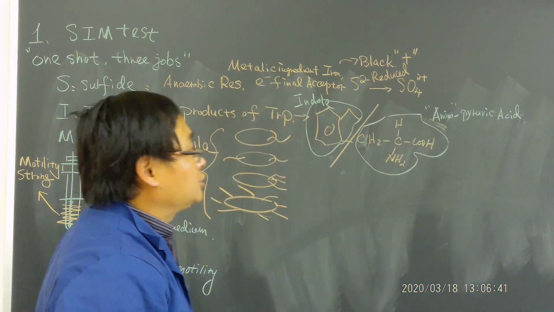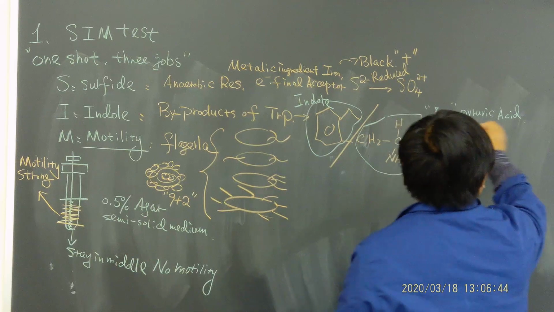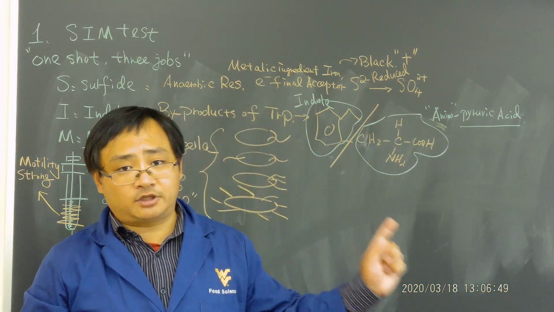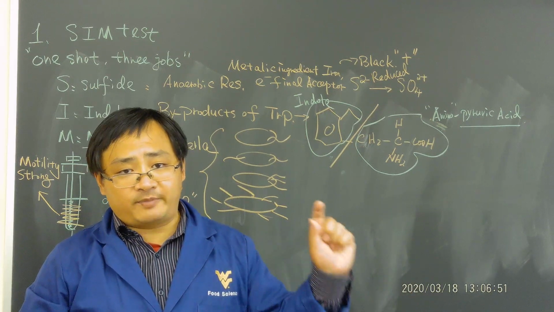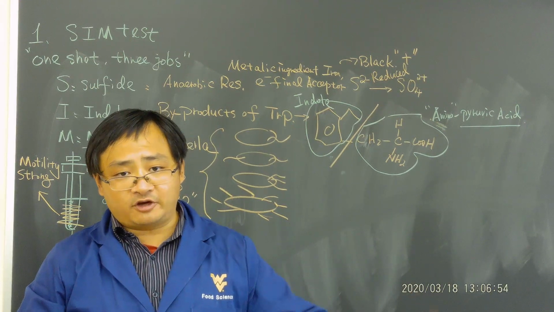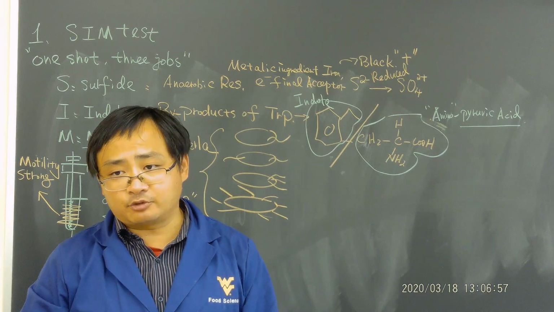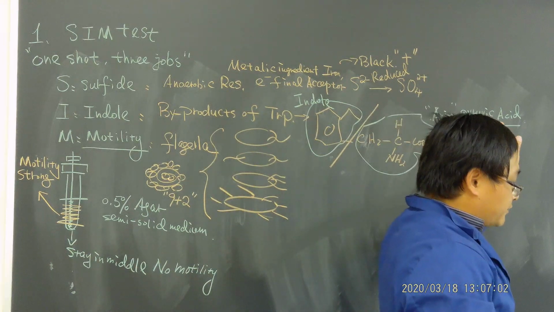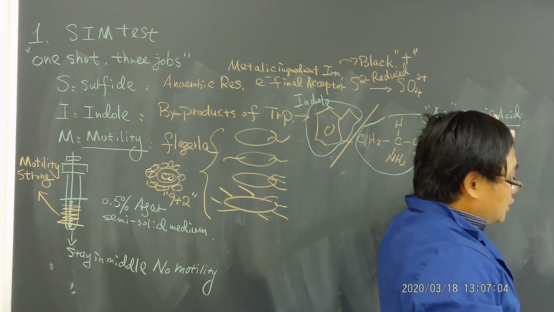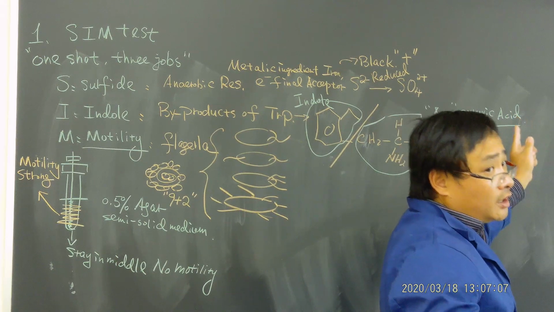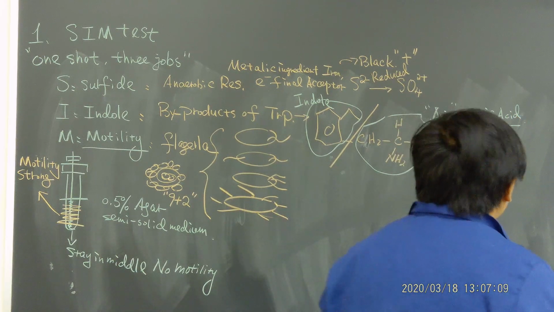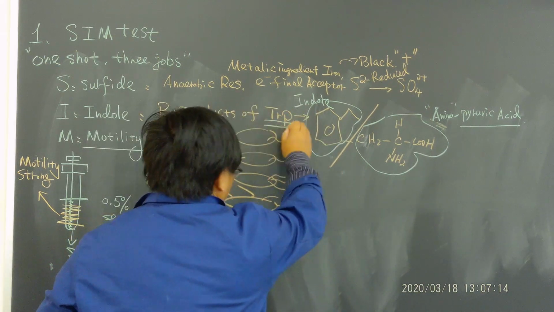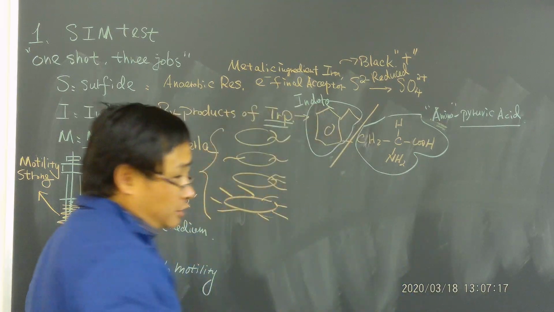Now why is it important? Every time you see this guy, pyruvic acid or pyruvate, they could go either way. We call it a metabolic intermediate. They could go fermentation, or they could go aerobic respiration, the TCA cycle. So once you see these kinds of intermediate metabolic products come out, it could let bacteria survive and go any metabolic pathway they like. So we're going to test whether bacteria use tryptophan, whether bacteria generate indole.